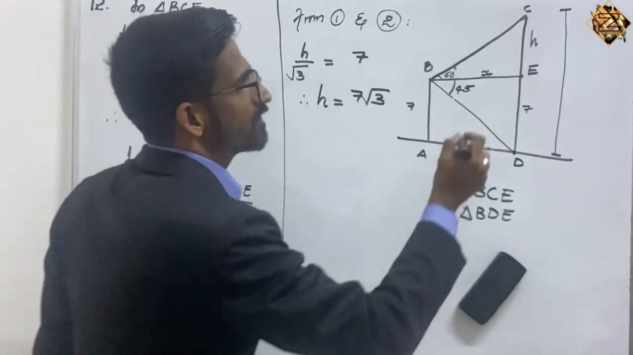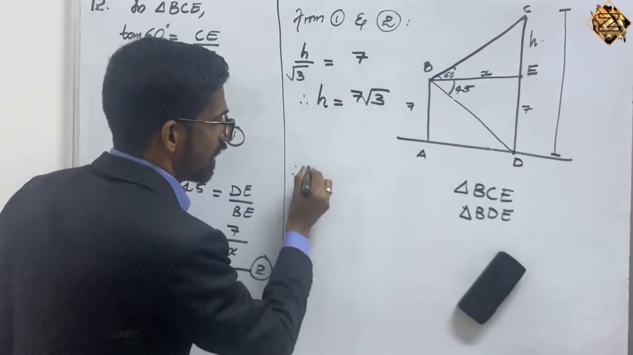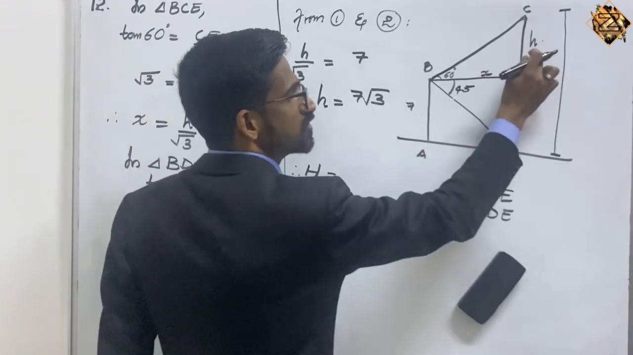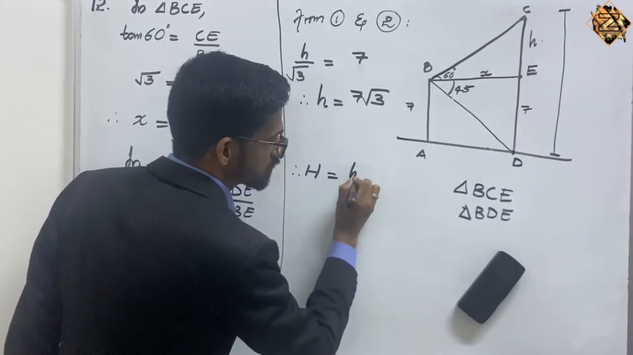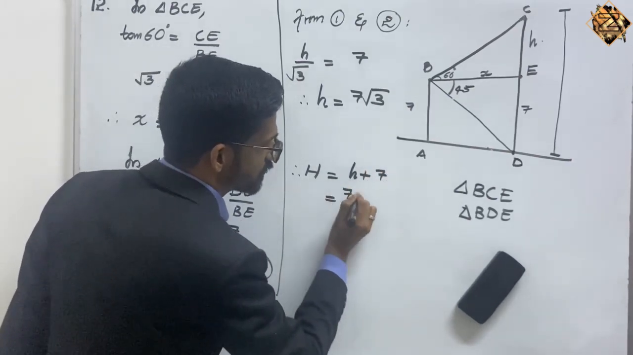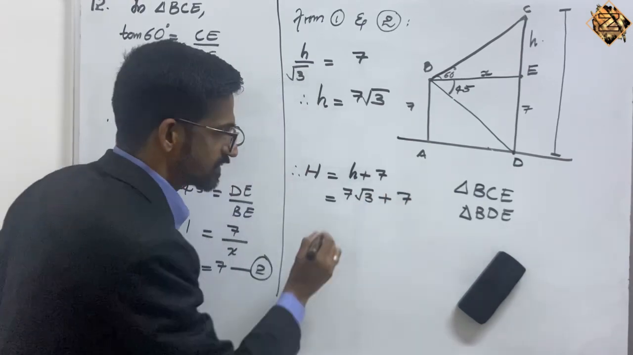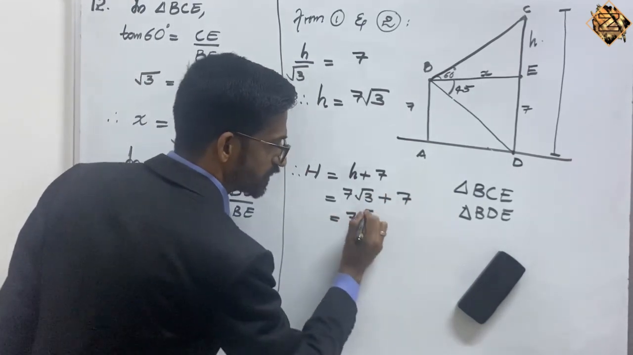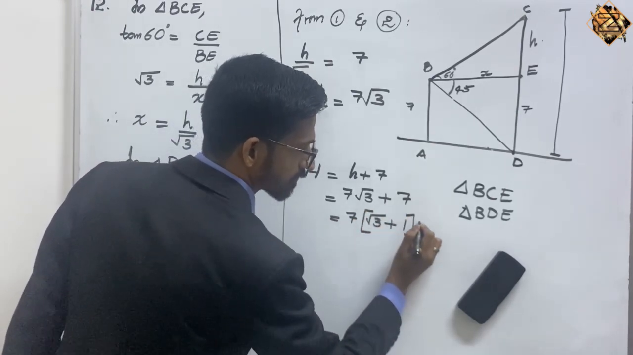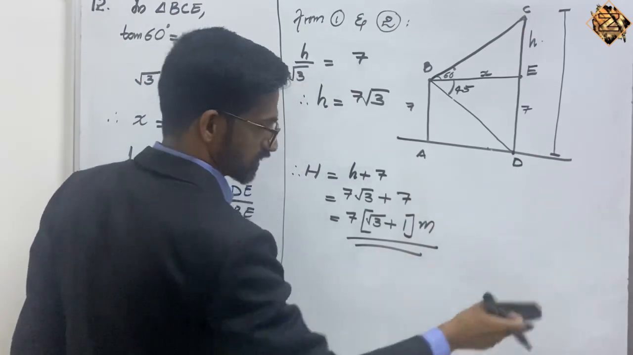Okay. Now we got the value of H equal to 7 root 3. Therefore finally the height of the tower equal to H plus 7, that is 7 root 3 plus 7. We can take 7 outside, that is equal to 7 into root 3 plus 1 meters. Hope it is clear. Please take it or not, students.